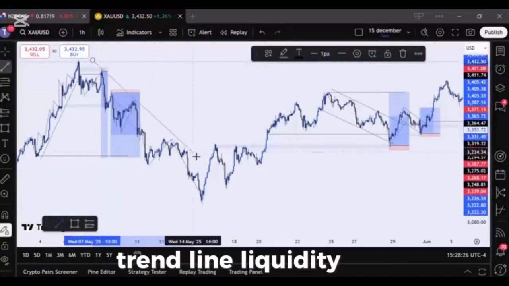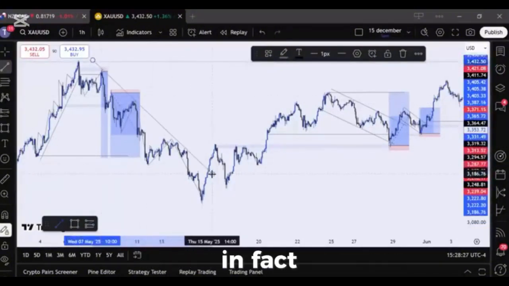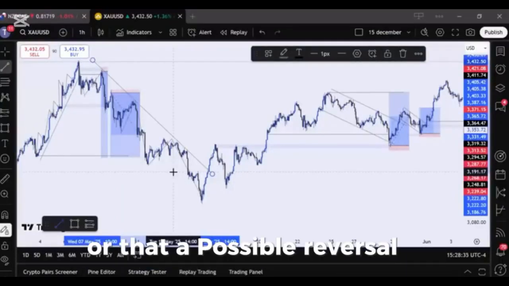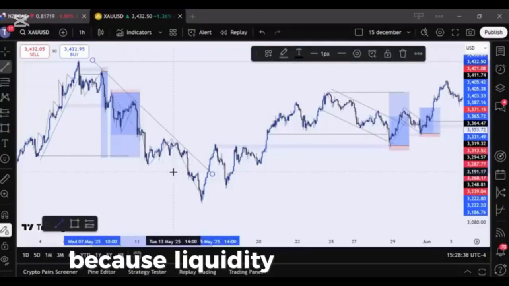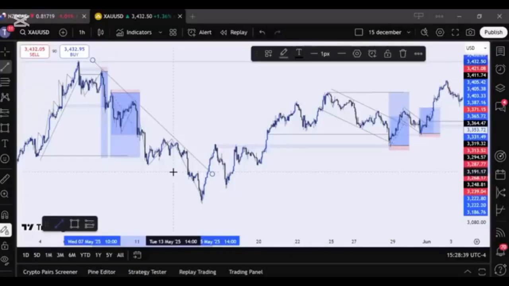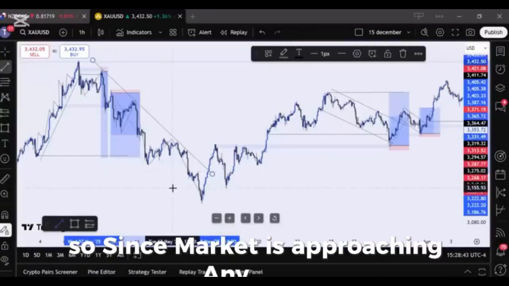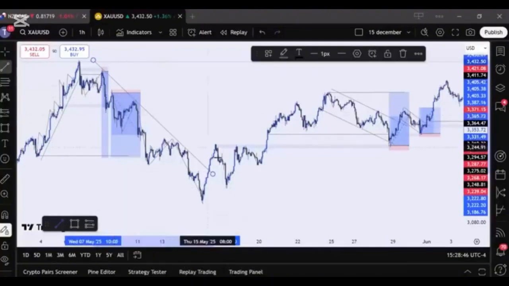Trend line liquidity. Now, in fact, if market approaches a point of interest in a trend line manner, it gives me more conviction that that zone is going to hold or that a possible reversal is going to happen. Why? Because liquidity means money. It means where market left money that it needs to go and grab, or what, take out. So since market is approaching any zone with trend line liquidity, it's giving me more insight that that zone is actually going to hold more.